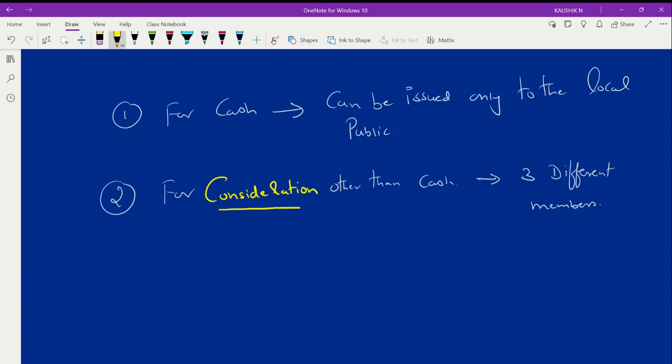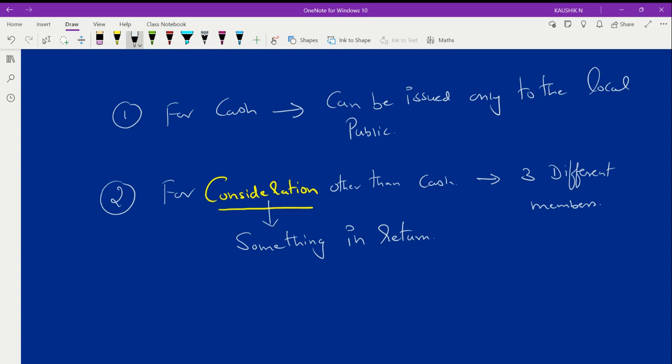Do you have any idea about this word called consideration? It is a legal term. The word consideration is something in return. This is the meaning of the word consideration. So that means you are going to return something other than cash.